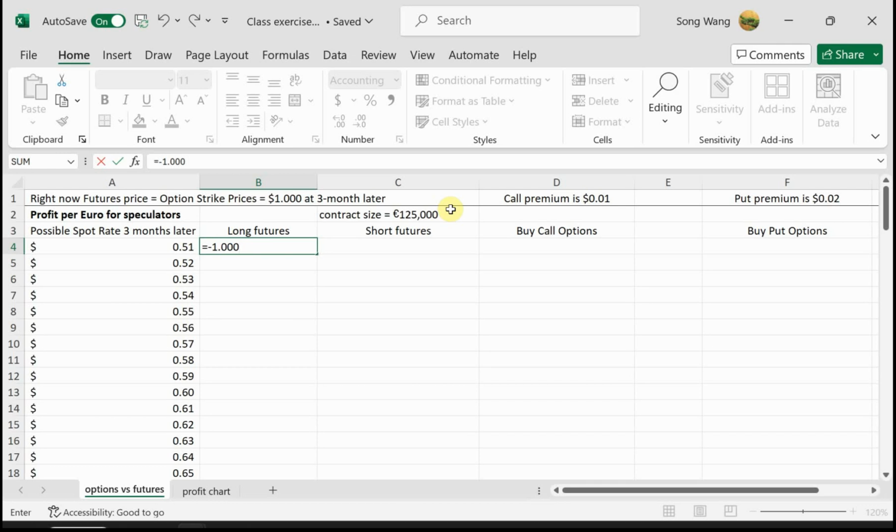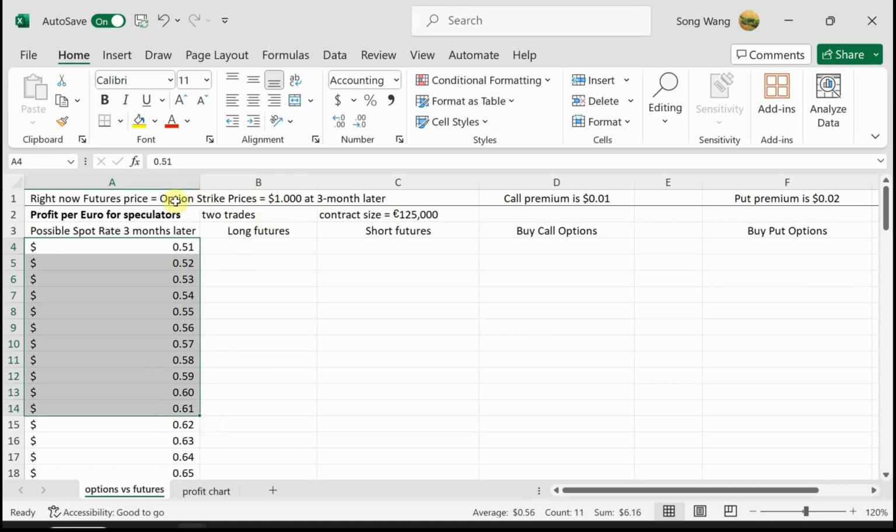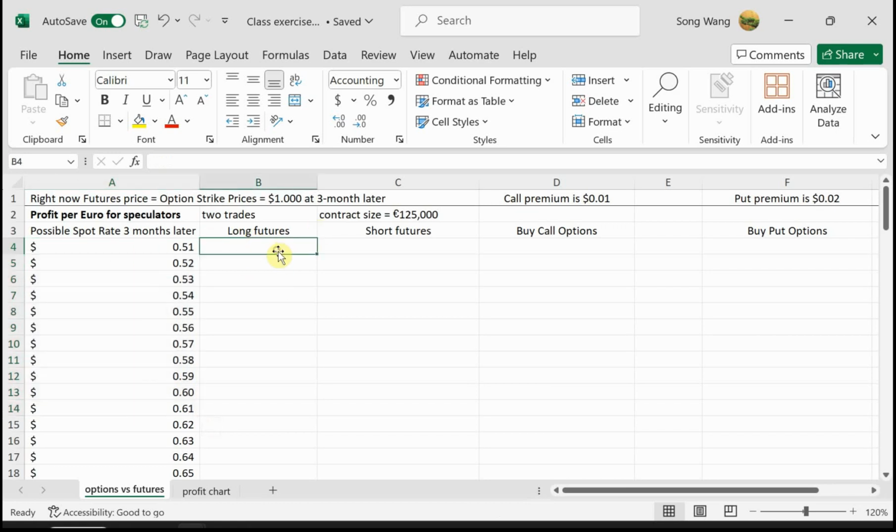All right. So you really are doing two trades. Here it's a very important thing. Once you're a speculator, we are doing two trades. One is in the spot market, whatever the price is 3 months later, for immediate transaction. And another trade is using the derivatives. So if you long the futures, that means, according to the futures contract, you will need to buy the commodity, in this exercise, euros. So two trades, don't forget.